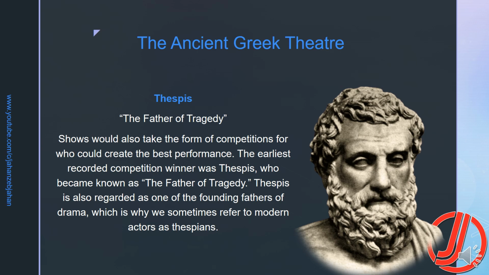So Thespis is also regarded as one of the founding fathers of drama. That's why we sometimes refer to modern actors as Thespians. So this name is given to them after Thespis, who was the father of tragedy.